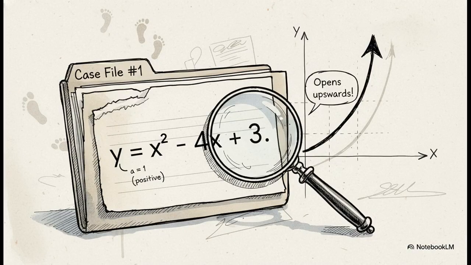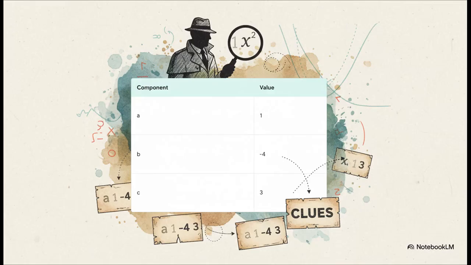So here's our first suspect, y equals x squared minus 4x plus 3. Right away, we've got a clue. That x squared term is positive, which tells us this parabola is going to open upwards, kind of like a smile. First thing any good detective does is gather the evidence. For us, that means just identifying our a, b, and c values. So from the equation, we can see a is that invisible 1 in front of the x squared, b is negative 4, and c is 3. That's it. These are the only clues we're going to need.